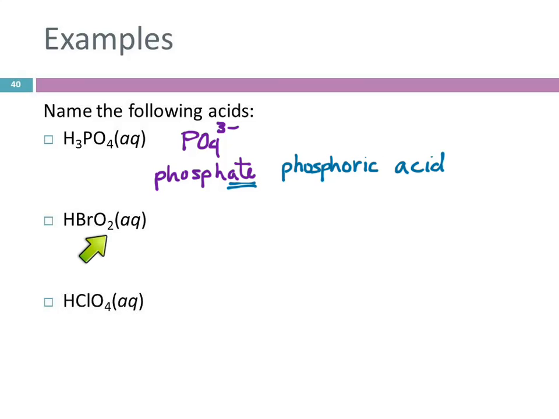Okay, so this guy, HBrO2. It's an acid, and we've got three elements here. So let's cover up the H and identify what that is. What's the name of that ion? It's bromite. Bromate is BrO3. This is bromite. So I'm going to change the -ite to -ous, and this is going to become bromous acid.